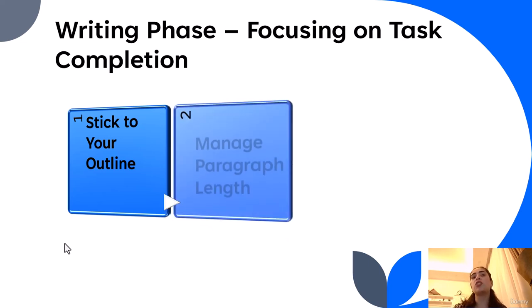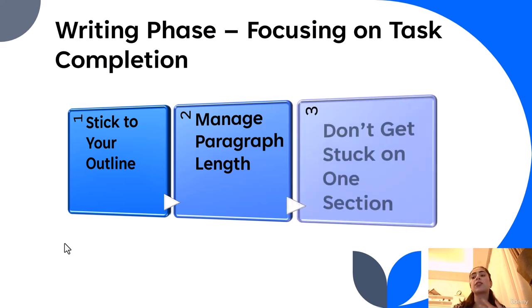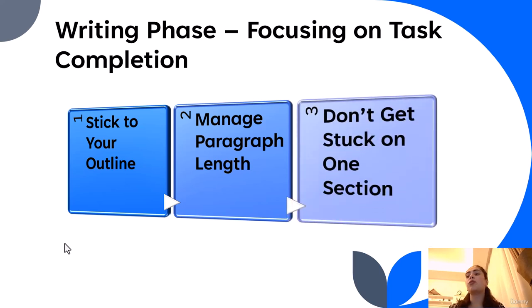Secondly, manage paragraph length. Aim for concise but complete paragraphs. For task 1, 2 well-structured body paragraphs will often suffice. For task 2, aim for 2-3 body paragraphs, depending on the complexity of the topic. Thirdly, don't get stuck on one section. If you find yourself struggling with a sentence or paragraph, move on and come back to it later. It's better to leave one tricky sentence and come back than to lose time trying to make it perfect.